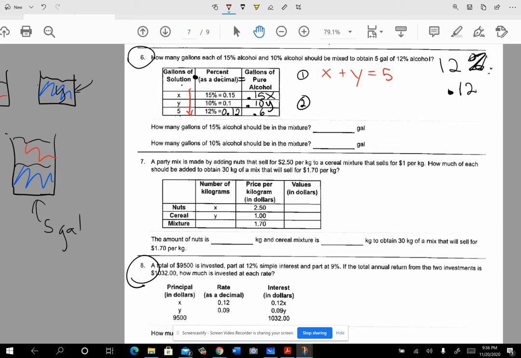The other fact is going to come from the amount of alcohol in each of those. So the amount of alcohol in one of the solutions plus the amount of alcohol in the other has to equal the amount of alcohol overall. Okay. All right. So that's going to be 0.15x, and maybe I'll put the 0 in front of it, plus 0.10y equals 0.6. So there are your two equations.